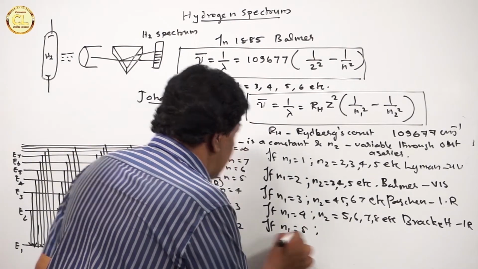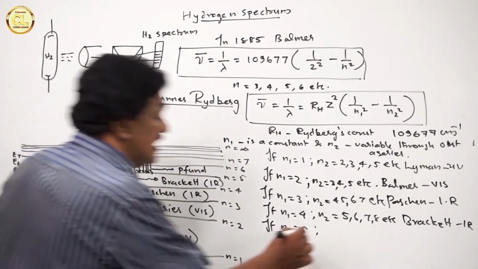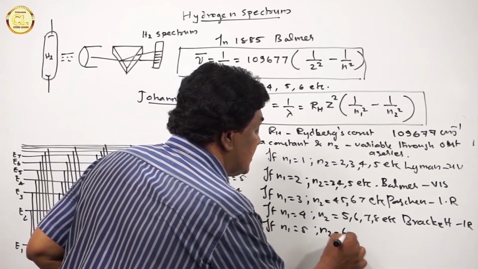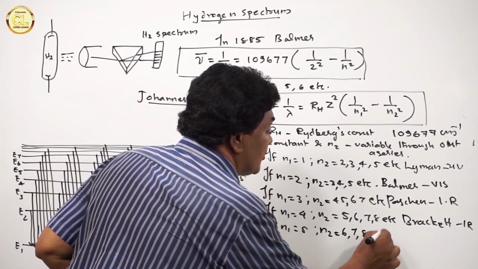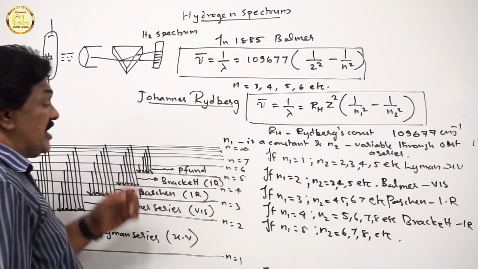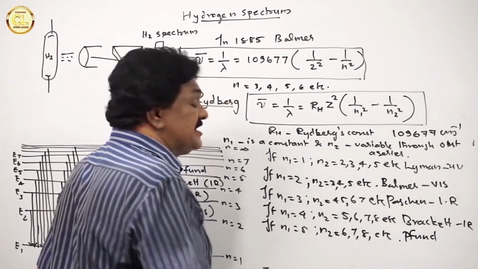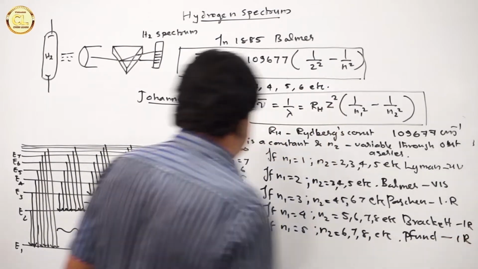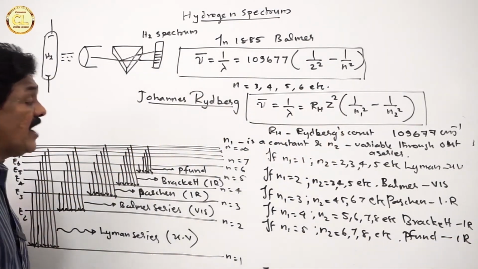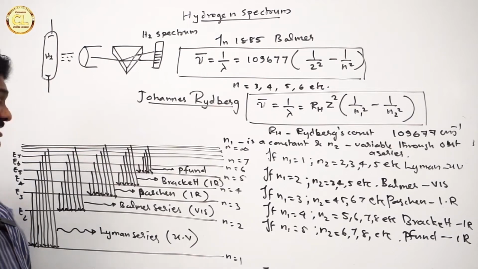See, n1 is equal to 5, n2 is equal to 6, 7, 8, etc. That series is called Pfund series, P-F-U-N-D, Pfund series. And it also falls in the IR region. See, these are the 5 important series of lines in the hydrogen spectrum.